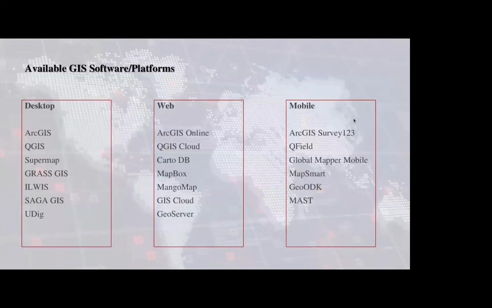Okay, so we're just talking of GIS. This slide is just to inform you on some of the platforms that exist out there. Basically, you cannot deal with all of them. So you'll have to choose what we call a stack. So probably you're a fan of Supermap, or you're a fan of QGIS. On the web, you're a fan of maybe CartoDB. On mobile, you're a fan of maybe GeoODK. So it's up to you to choose which platforms you want to use.